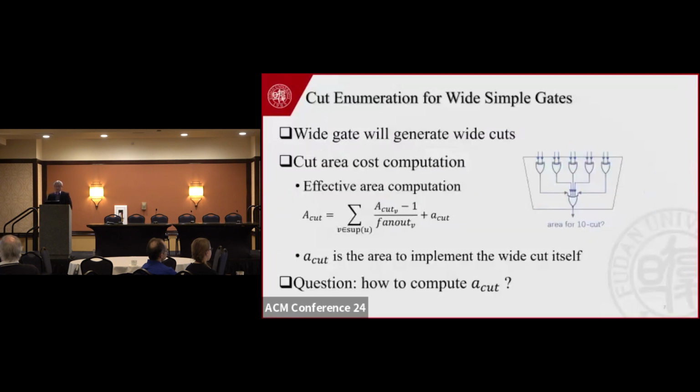Obviously, for the wide simple gate, we can use this approach to enumerate the cuts as well, except that here we'll get wider cuts. The effective area computation will be similar, except that the area of the cut itself is no longer 1, because it's a wide cut. So we have to find out the area for the wide cut.